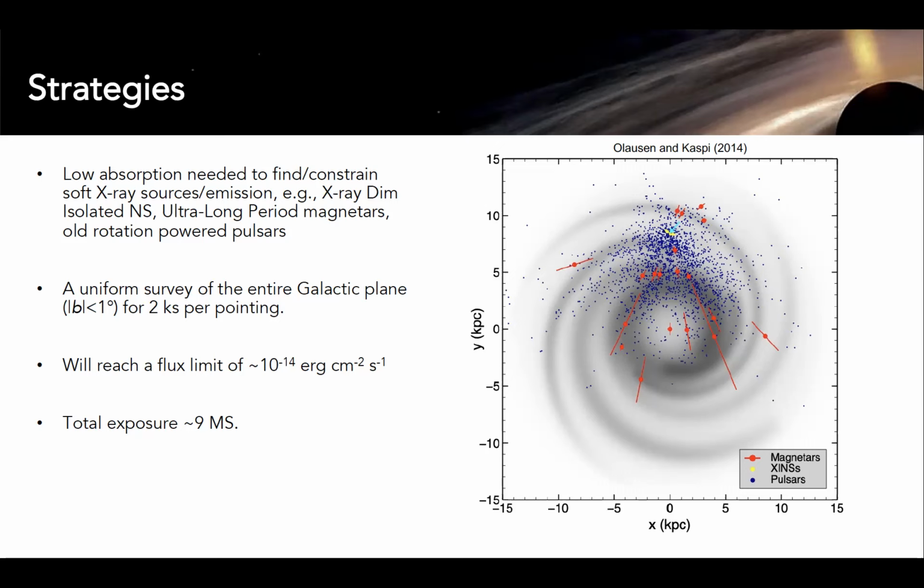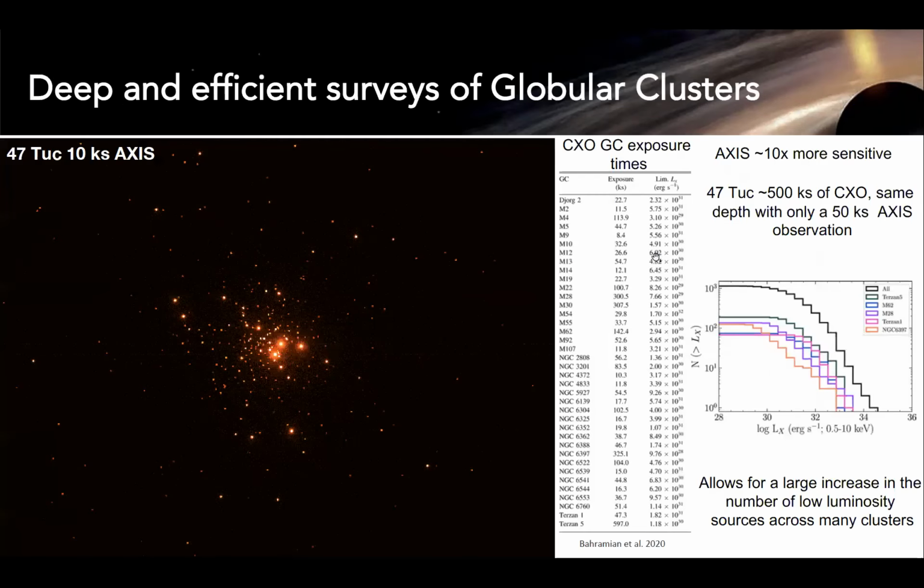However, it will enable detection of soft X-ray sources to longer distances due to the lower absorption towards the galactic anticenter. And this plot shows the distribution of such soft X-ray source populations in the galaxy, and the sign shows the sum. And you can see many of these populations are towards the galactic anticenter.